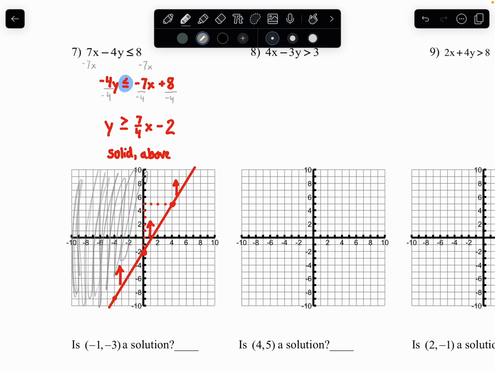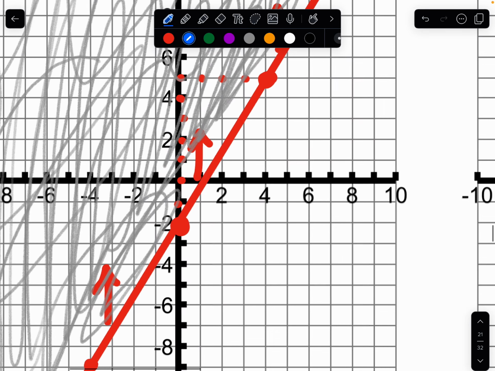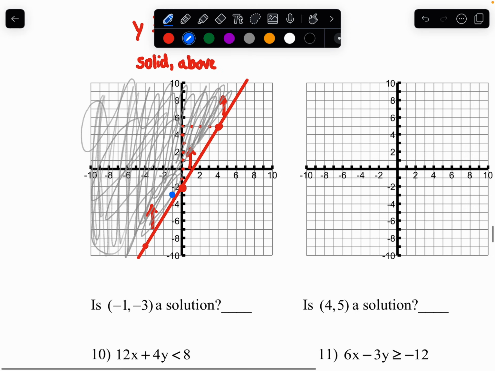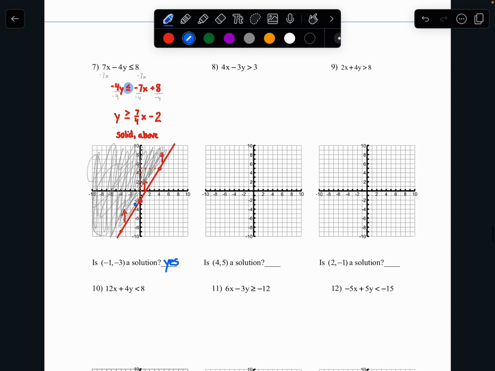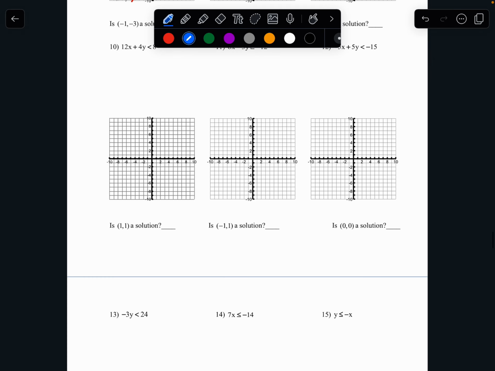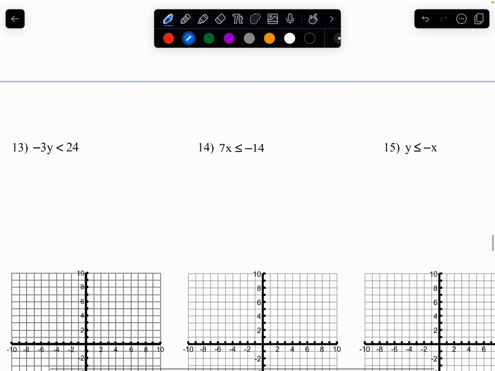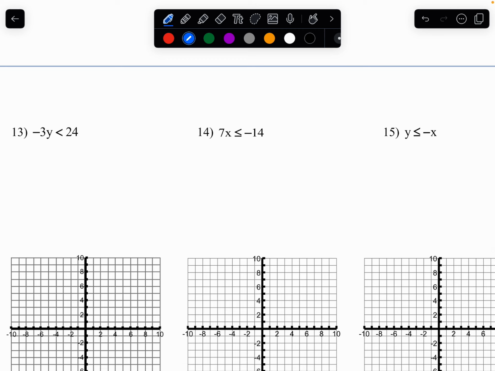And then this is the area that contains all those solutions. And then I'm just going to look at this point, -1, -3. That's right here. It just is inside that bound. So we're going to say yes. All right, the rest of these are going to be very similar. Just be careful when you divide by that number that's in front of y, that you are actually flipping when you need to flip.